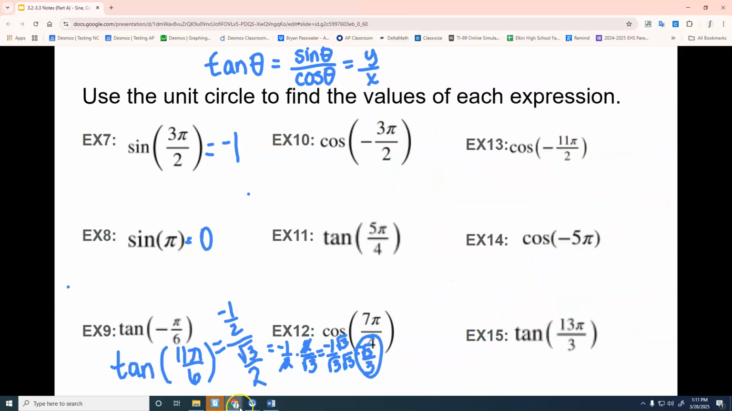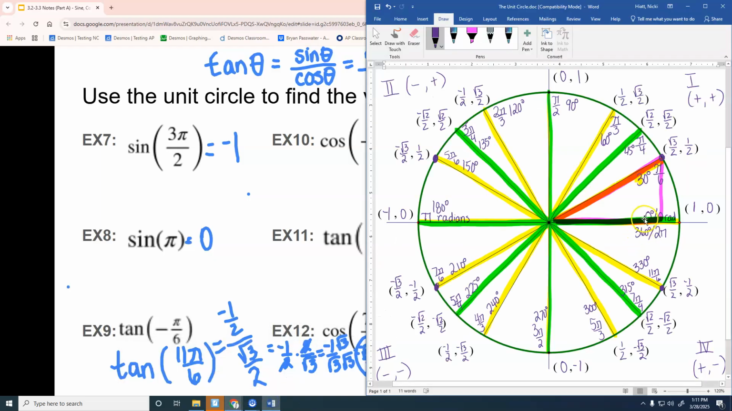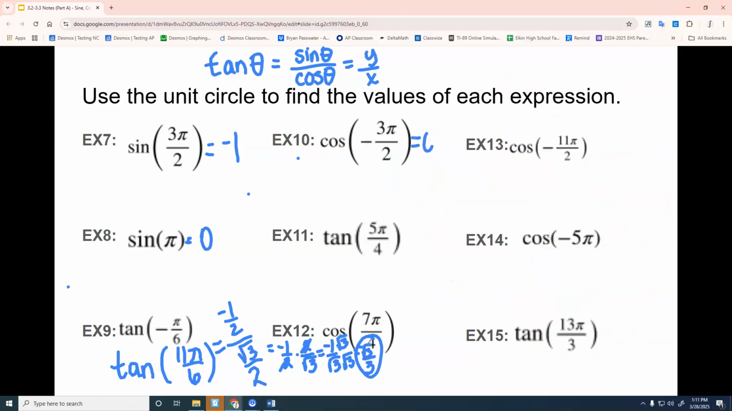Negative 3 pi over 2. On that unit circle, it's the same distance as going around to 3 pi over 2, but you've got to go the opposite direction. So here, you've got pi over 2, 2 pi over 2, 3 pi over 2. It is the same as cosine of positive pi over 2. So cosine, which coordinate is that, x or y? X. So you get 0 for that one as well.